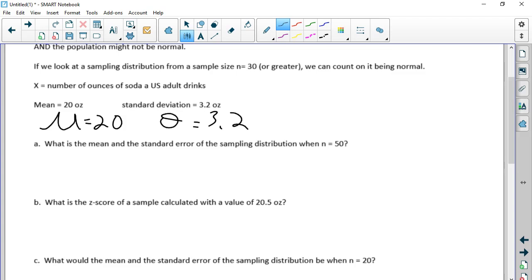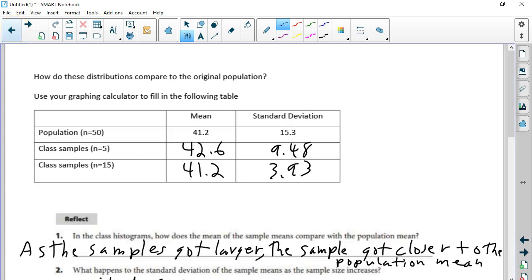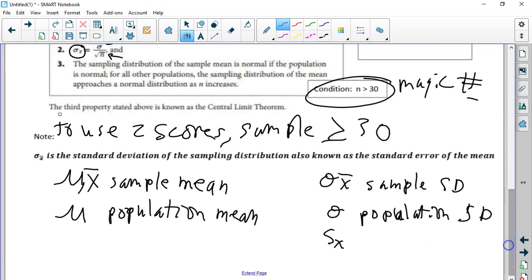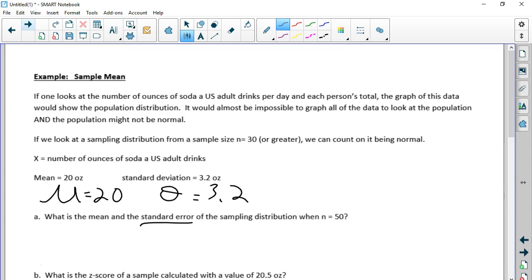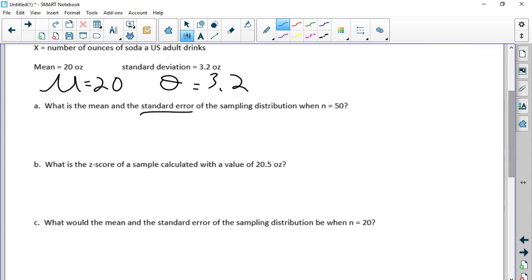All right? So we see this term standard error. Let's go back to the previous page. I did forget to mention something. Right here. The sample standard deviation of the sampling distribution is also known as the standard error of the mean. So the standard deviation of the sampling distribution is also known as standard error.